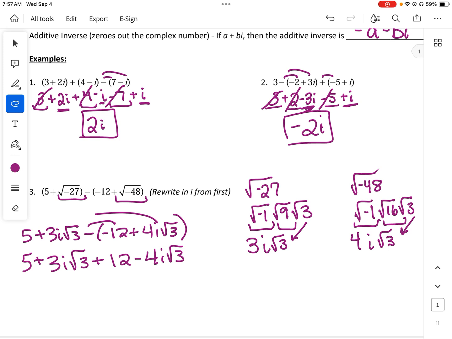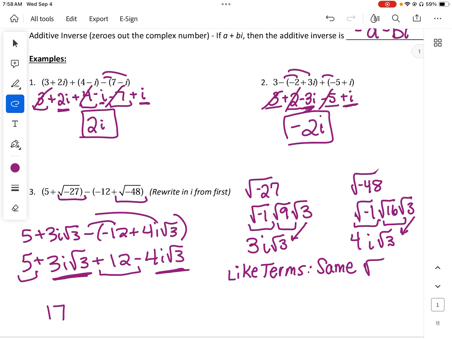All right, we're going to combine like terms again. So I'm going to do my real part first. So 5 plus 12 is 17. Okay, and then the way that you can combine these is if they are like terms. What I mean by like terms here is they have to have the exact same radical, the same imaginary part or same radical. So that means I can do 3i minus 4i is a negative 1i, and then keep your same square root of 3.